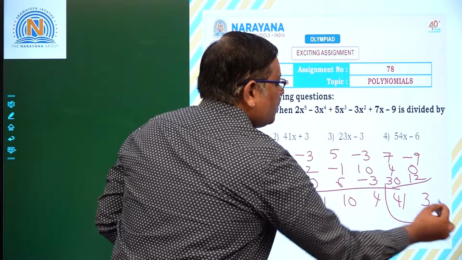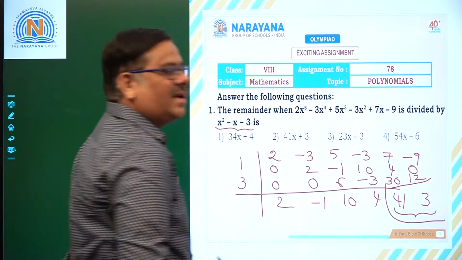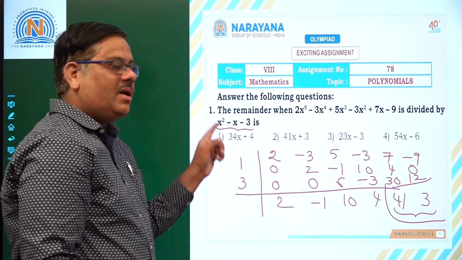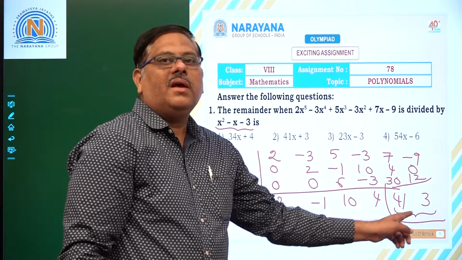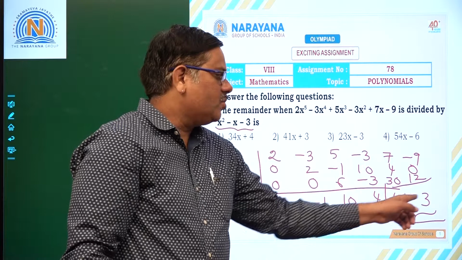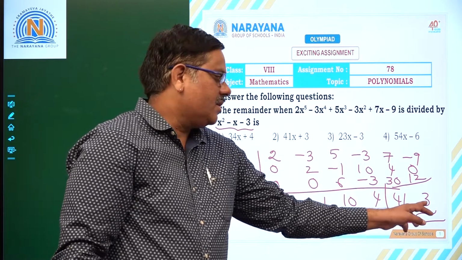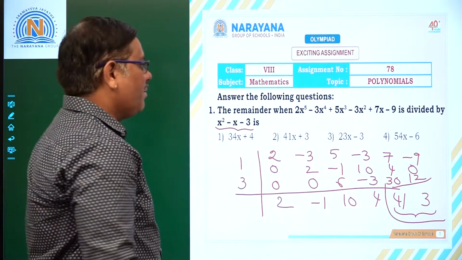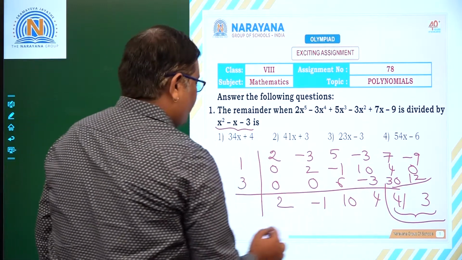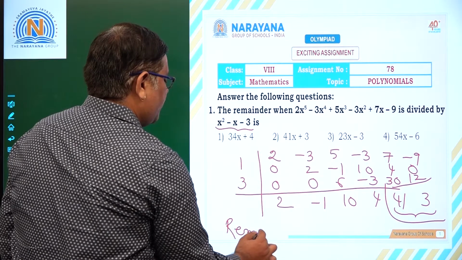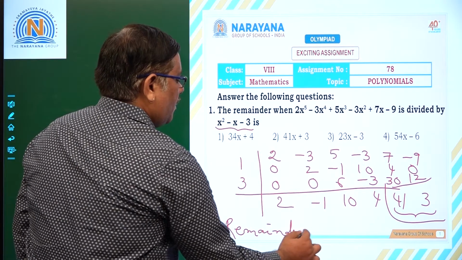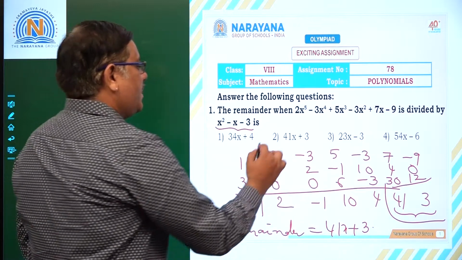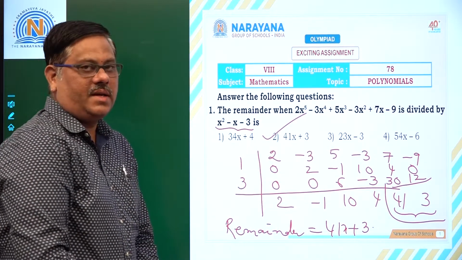If you take these two terms, this is what we call the remainder. Because we are dividing with a quadratic polynomial, the remainder at most will be a linear polynomial. So these two terms we have to consider, this as the constant term and that as the coefficient of x. So the remainder here is 41x plus 3. Remainder is 41x plus 3. Right? 41x plus 3 is nothing but the second option. That is the right answer.